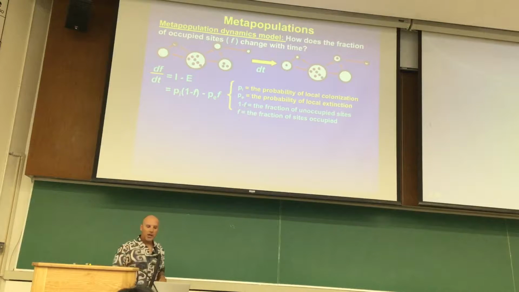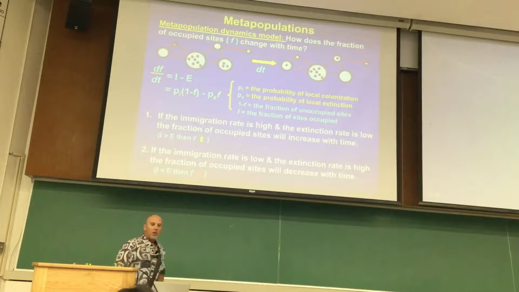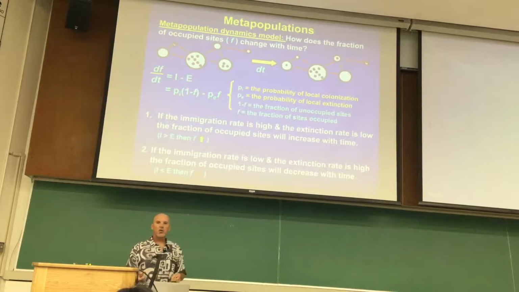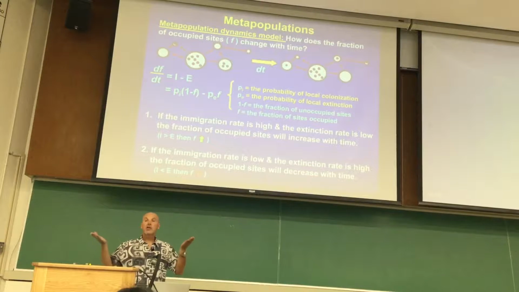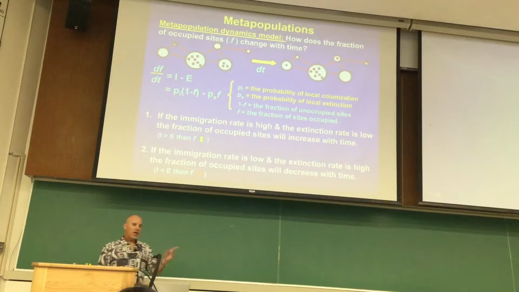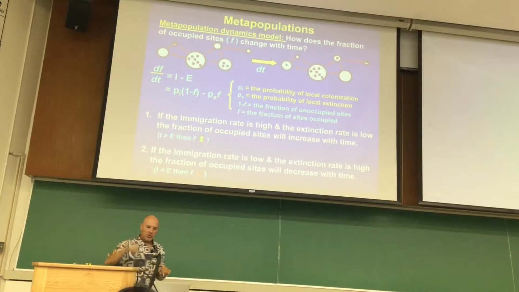All right? So, what's kind of the take home from this basic model? Well, if integration rate is really high and the extinction rate is really low, what's going to happen to the fraction of sites occupied per unit time? It's going to go way up. And if the extinction rate is really high and the integration rate is really low, what's going to happen to the fraction of occupied sites? They're going to go down. All right? So again, I greater than E, fraction goes up. If I is less than E, fraction of sites occupied goes down.